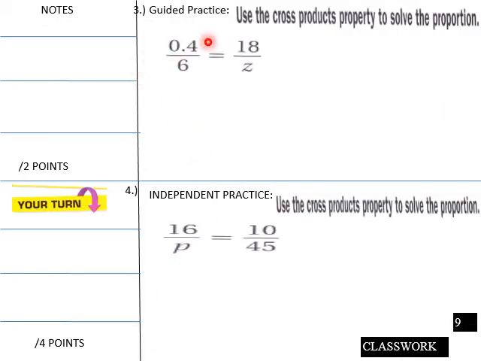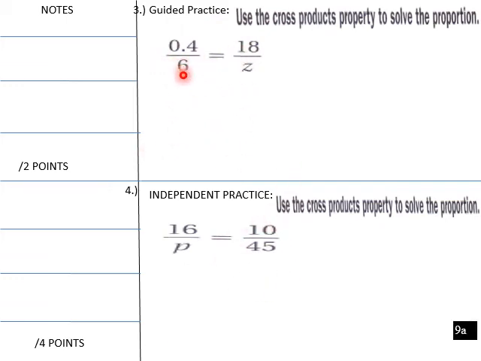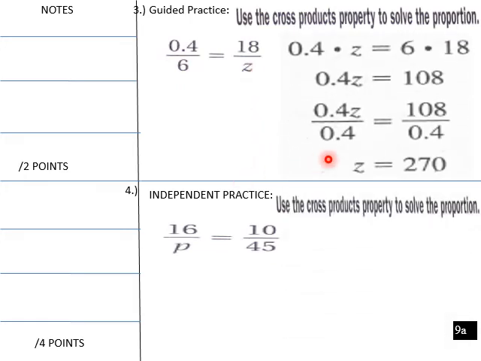Okay, into our next guided practice, we have this one here. Students, this is yours here. Let's solve this one up here. So 0.4 over 6 equals 18 over z. And we cross product here, and we divide through by 0.4, and we get z equals 270. And students, this is all you.